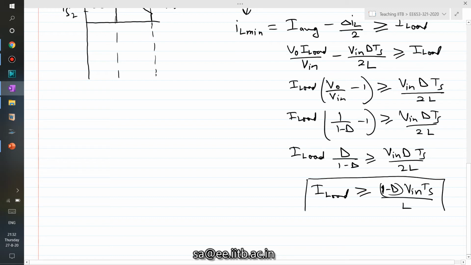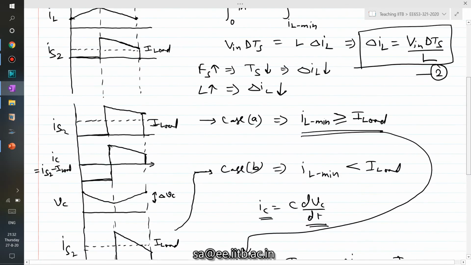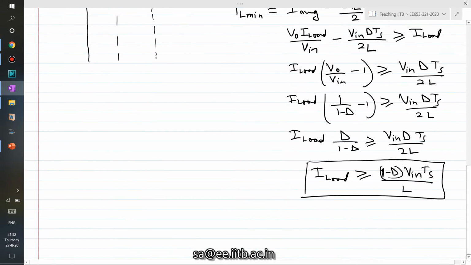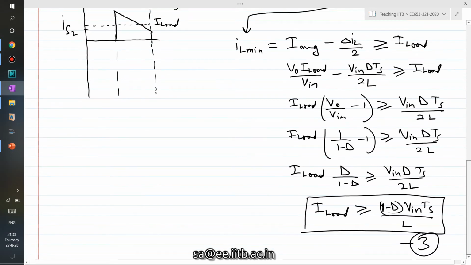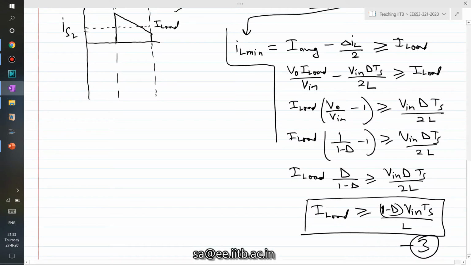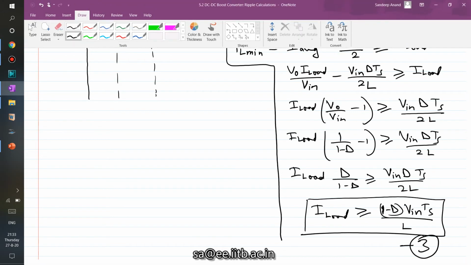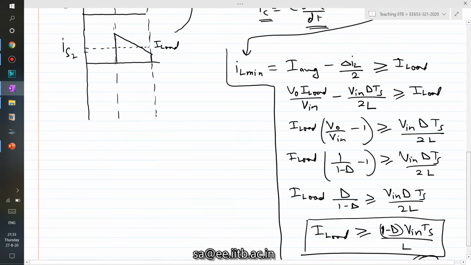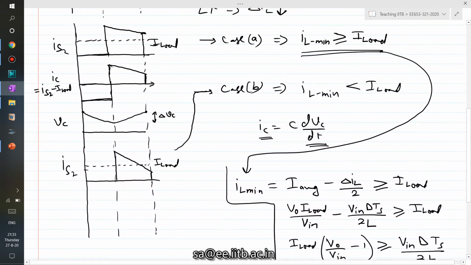And so this is the condition which decides whether you operate in case A or case B. If this condition is true, you are operating in case A. Let's call this equation number 3. Okay, so we have found the condition for operation in case A versus case B. Now let's go ahead and solve case A. In case A, we want to find delta VC.